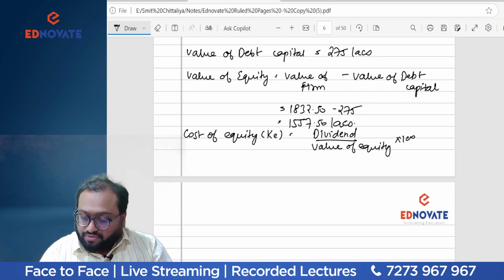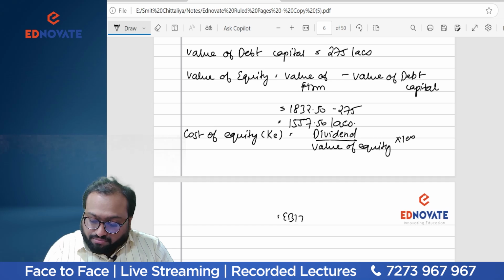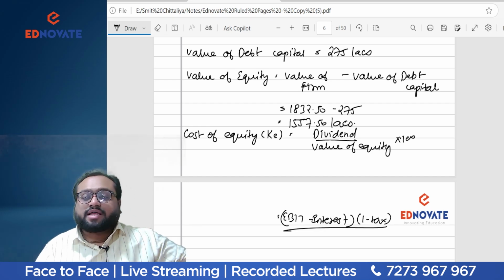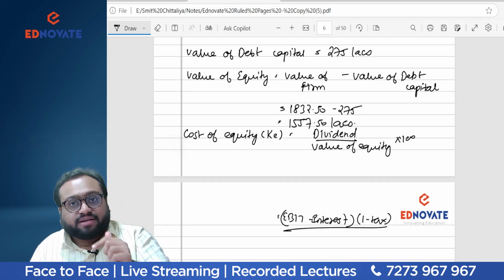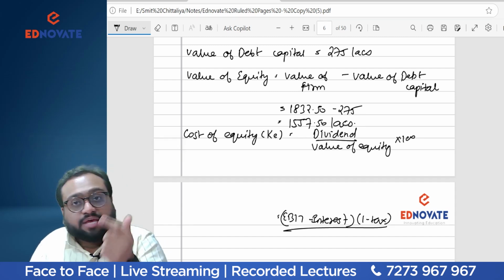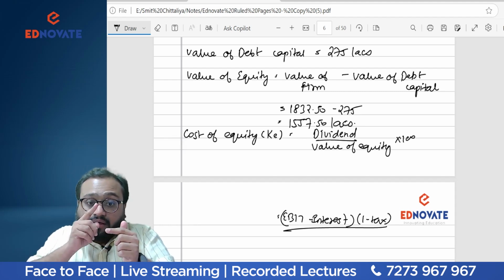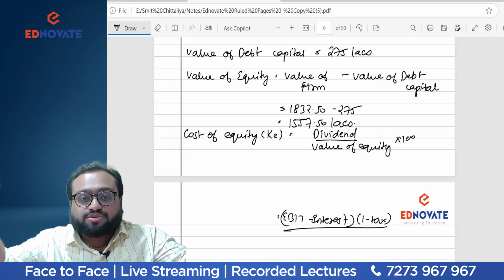Now, how to find out dividend? See, we have EBIT minus interest and 1 minus tax. I'll get the dividend. Am I right? Because there are only two sources of finance, debt and equity. There's no preference shares. There's a tax rate. So EBIT minus interest will be EBT. EBT minus tax will be EAT, and that will be the earnings or the dividend of the equity shareholder, because all earnings are distributed in form of dividends.